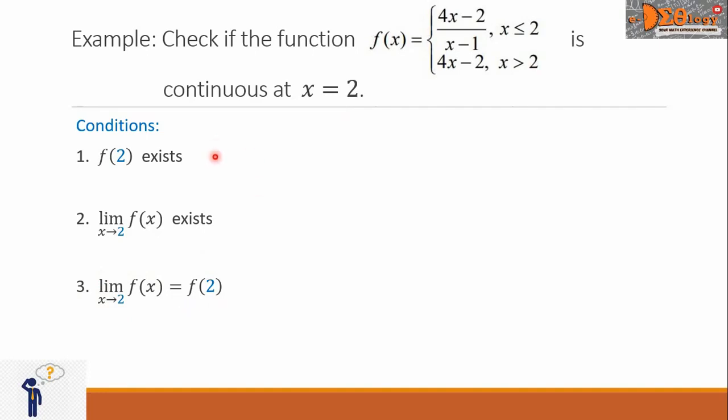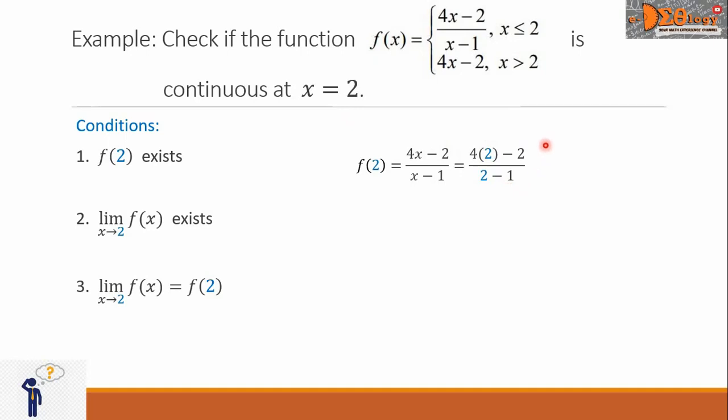Let us first check if condition 1 is satisfied. For our f of 2, we're going to use the function 4x minus 2 over x minus 1. We are using this function because of the equality on the symbol here, and that corresponds to the f of 2. Evaluating this fraction now, when x is equal to 2, we have 4 times 2 minus 2 all over 2 minus 1.